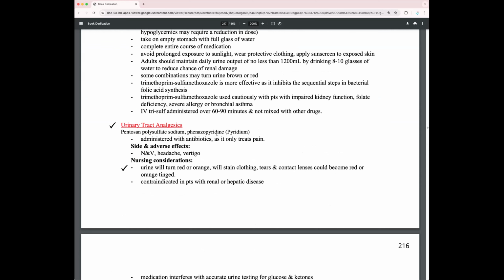So phenazopyridine is for somebody with a UTI, and when they go pee, there's spasms and it hurts a lot. So this medication will reduce those spasms. Make sure you know that it causes the urine to turn red or orange.